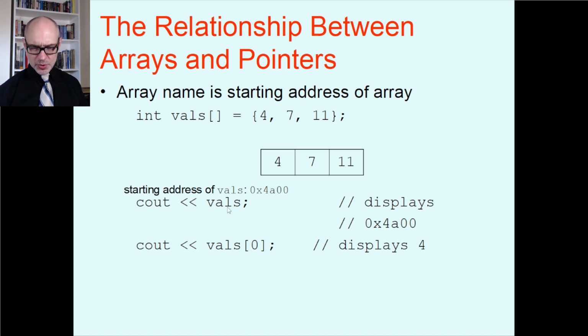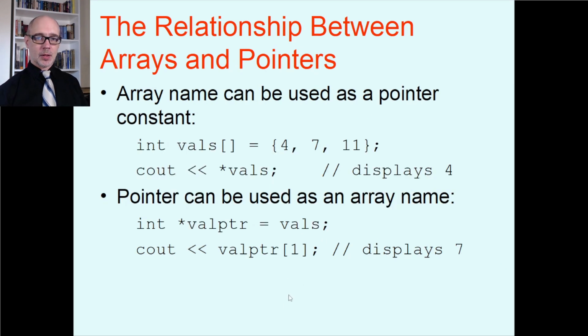Okay, but that using vals is exactly what happens if you print out a pointer address. And it works in the other direction too. Okay, so if I have an array, like here I've declared an integer array called vals, I could use pointer syntax, right? I could use the dereference operator, and I could write *vals, which is how you dereference a pointer, and you would see the 4, right? You're seeing the contents of the thing that's sitting at the start of the array.